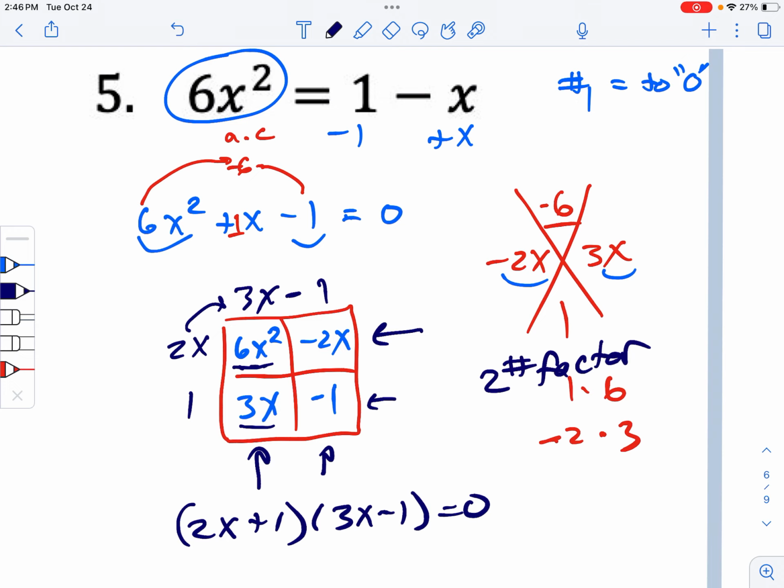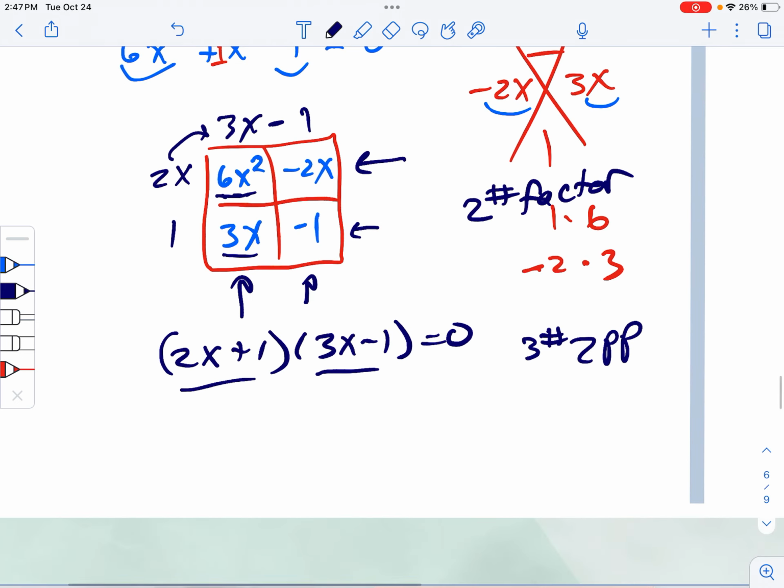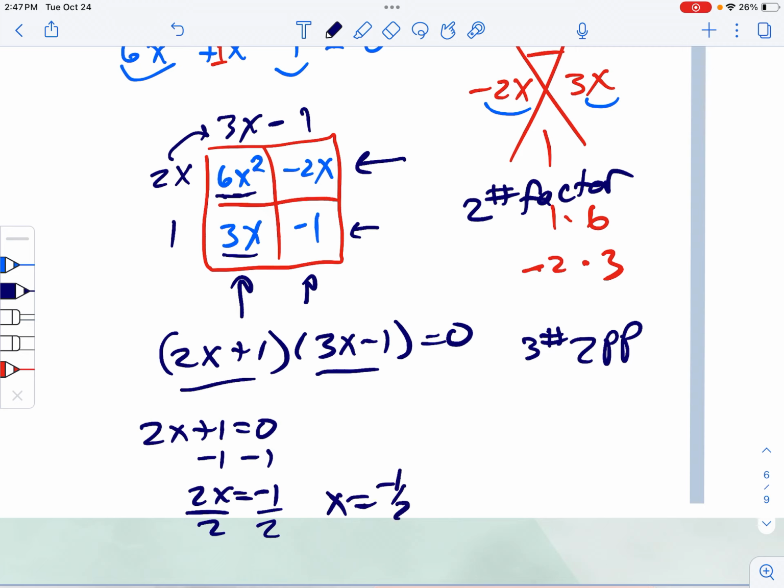Okay, third step, ZPP. So I'm just going to set both these equal to 0 and solve. Now, some people think my answers might be negative 1 and 1, but when you take 2x plus 1 and set it equal to 0, you do subtract 1, but you also have to divide by 2, and a lot of people forget that. So my first answer is going to be x equals negative 1/2.